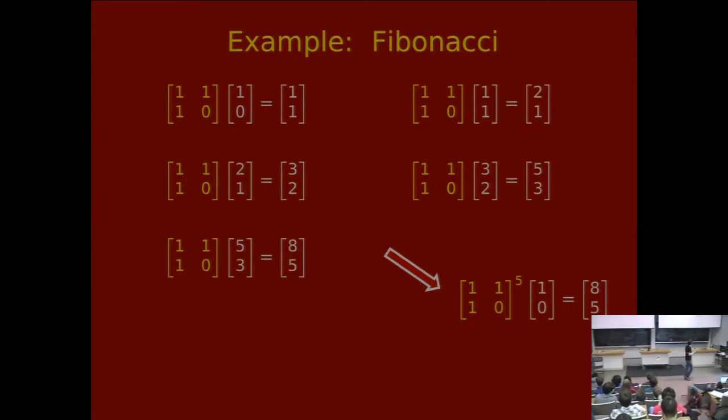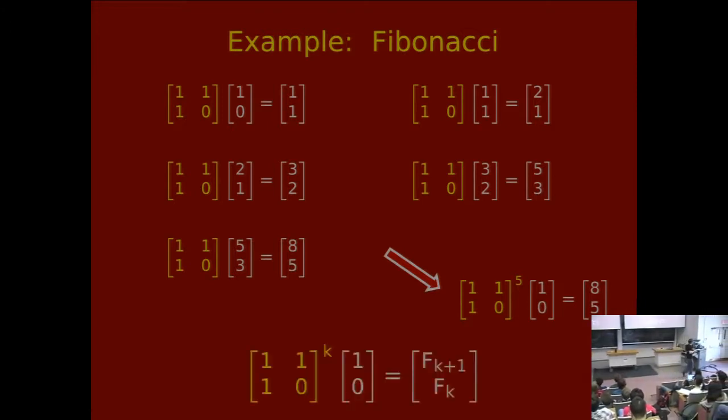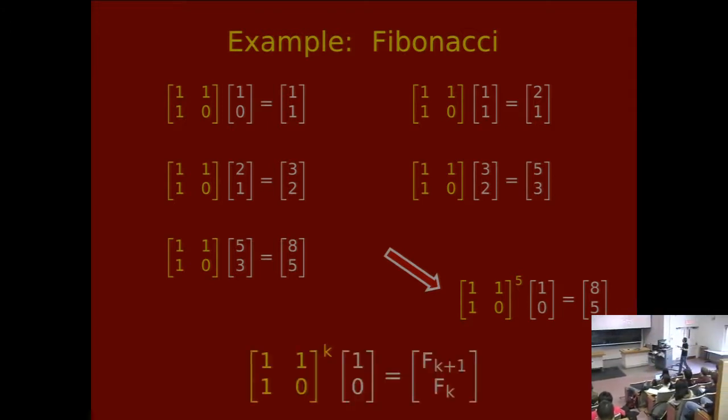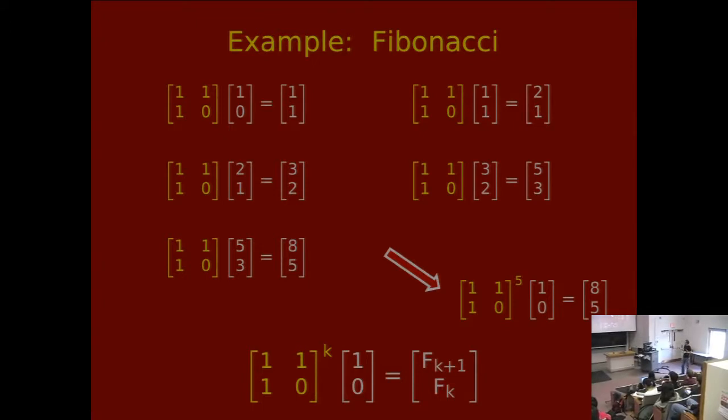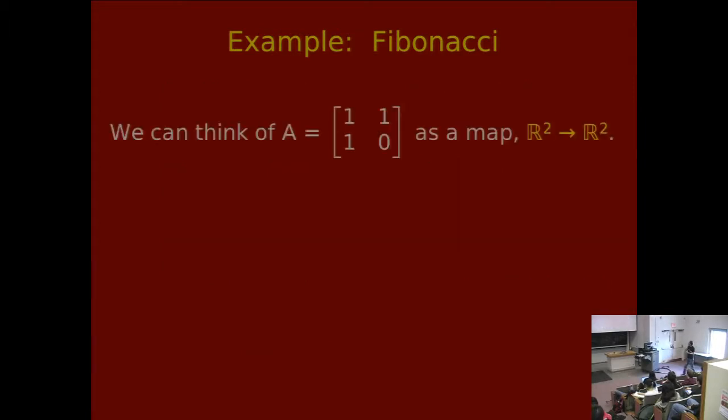Okay, that's all well and good. And in general, we have this relationship. If I multiply by this matrix k times, I'll get the k plus first number and the kth Fibonacci number.